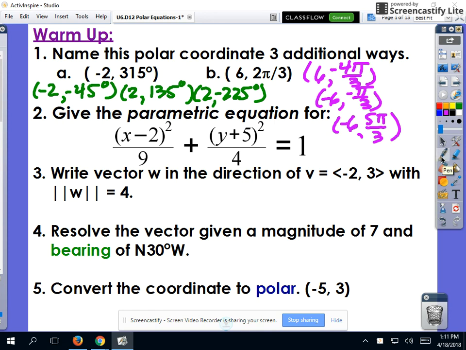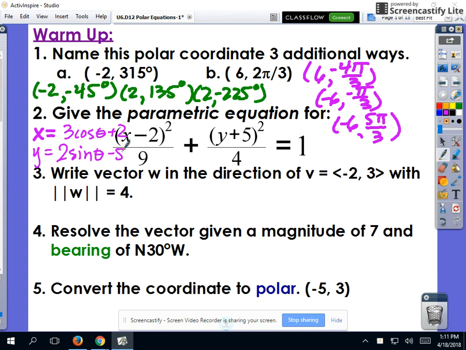So it's given this parametric equation. We are going to give the parametric equation given this. Well, this is an ellipse, and as we discussed in class, you're going to write this as x equals 3 cosine theta plus 2, and y equals 2 sine theta minus 5.